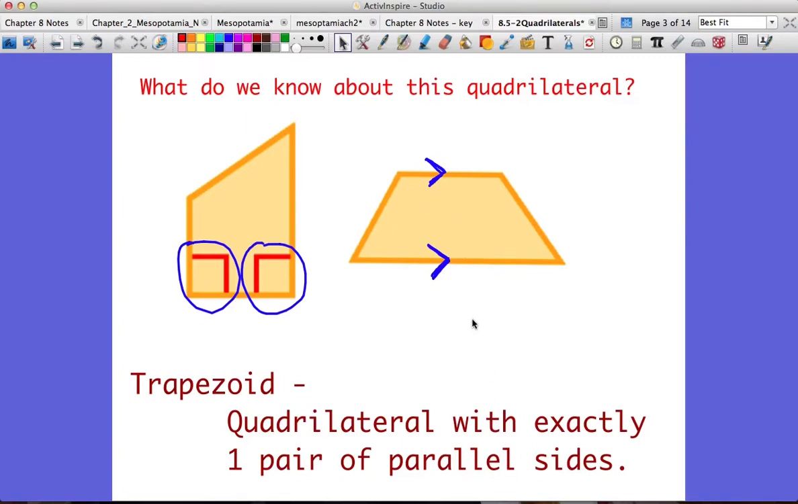So when you see a shape like this, the first thing you want to look at, does it have four sides? Yes, so it's a quadrilateral. And does it have one pair of parallel sides only? Yes, that makes it a trapezoid. So this down here is your definition, and these up here can be your examples.